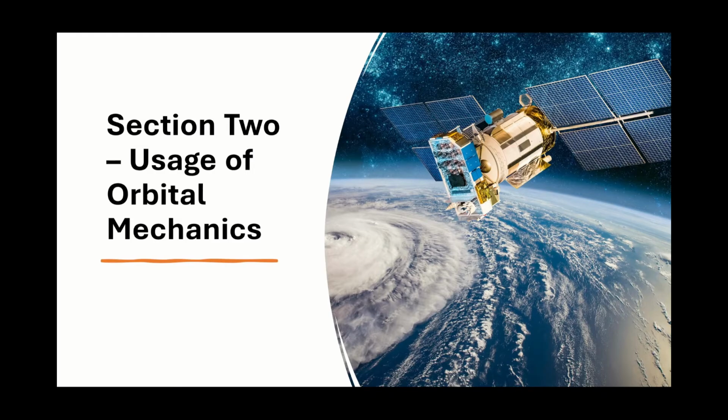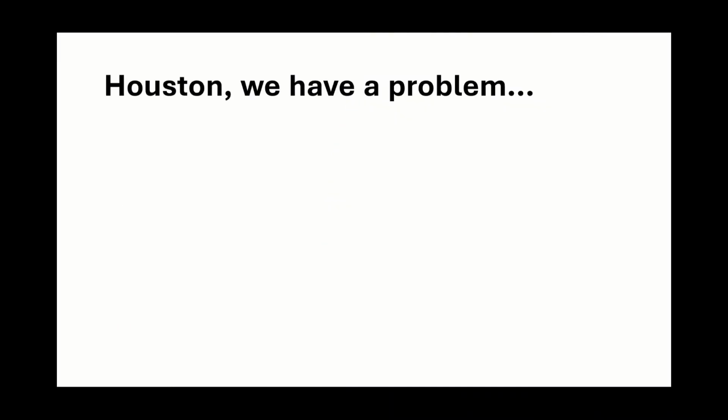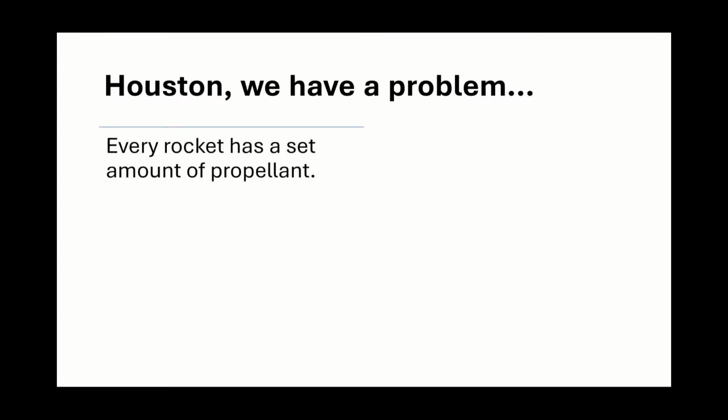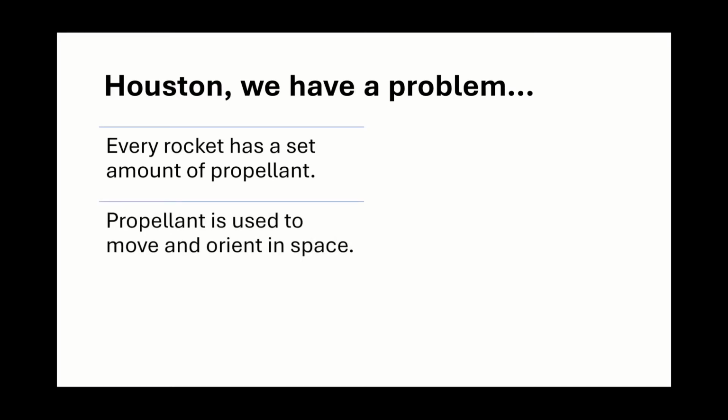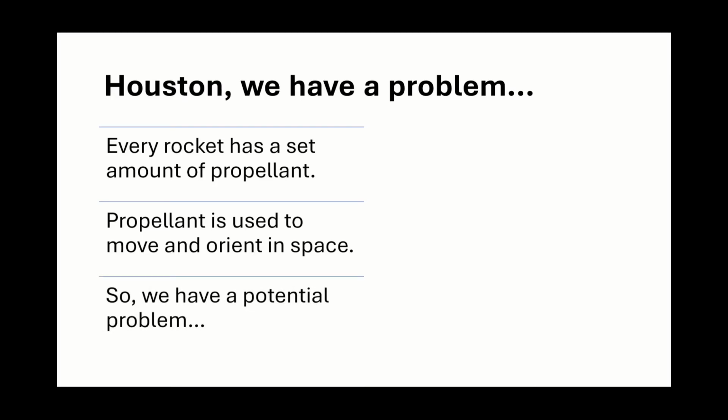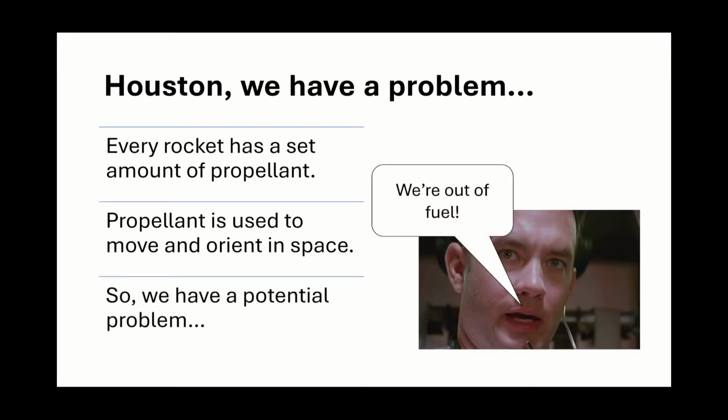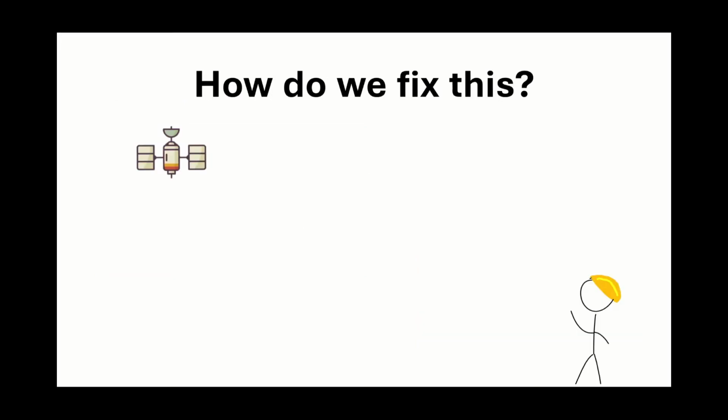Now moving on to section 2, the usage of orbital mechanics. How can we use orbital mechanics to aid us? And more specifically, how does this help with travel? There's a problem every spacecraft faces. Each rocket must have a set amount of propellant that we can bring along with the mission. Now, we use this propellant to move and orientate in space, draining it. So here lies the problem. Running out of fuel. Now, let's try and fix this.